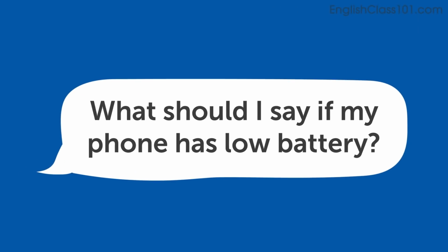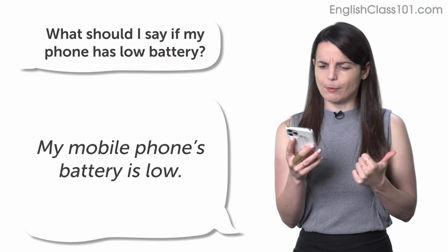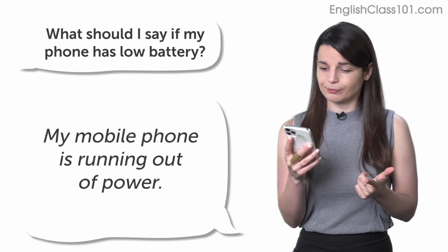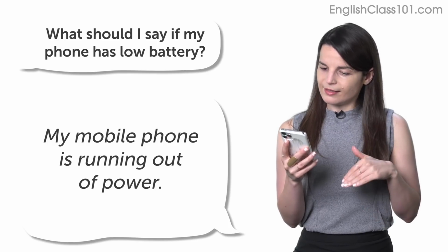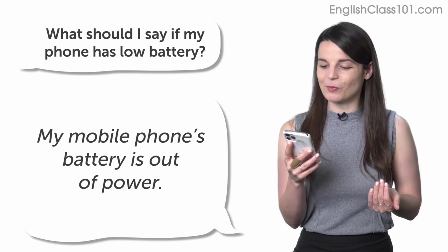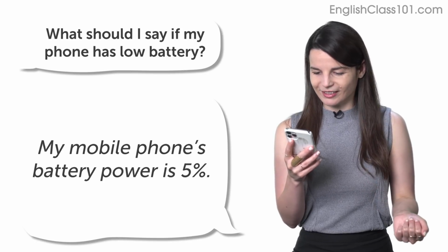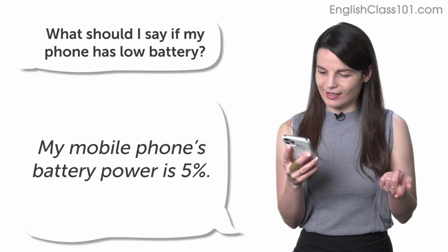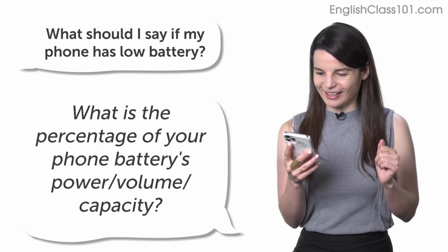Hi, Kuong. Kuong says, if my mobile phone has a low battery, what should I say? Which sentences are correct? "My mobile phone's battery is low." "My mobile phone is running out of power." Are there any ways that native speakers say this that sound natural? Does this sentence sound natural? "My mobile phone's battery is out of power." "My mobile phone's battery power is 5%." What should I ask to find out the power percentage? Can I say this? "What is the percentage of your phone's battery's power, volume, capacity," and so on?